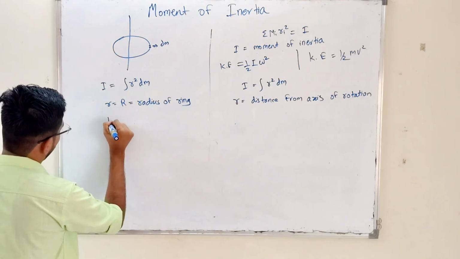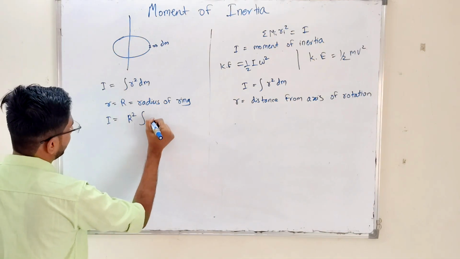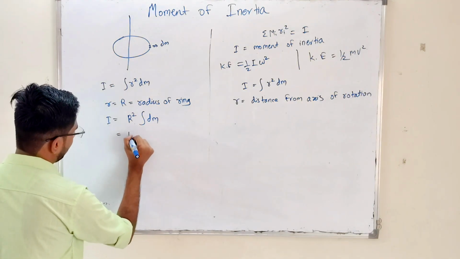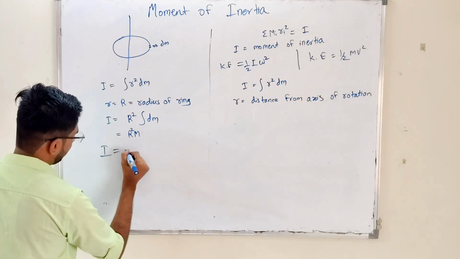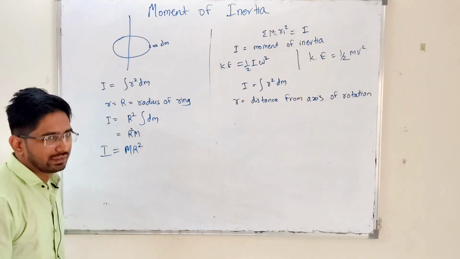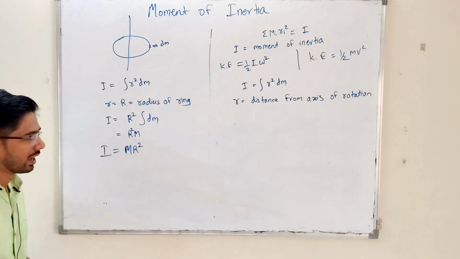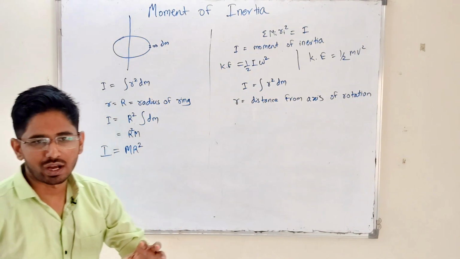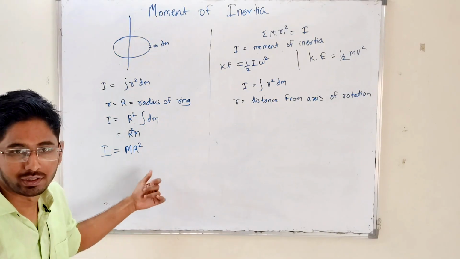And here we will have a formula where, as r is constant, it will be outside the integration, and we will have dm, and the integration of that dm will be your total mass, which is m. So I of ring is equal to m r square. This will be the formula for the moment of inertia of a ring. Now here we can say that if the axis is passing through the center, the moment of inertia will only depend on the mass. The higher the mass of the ring, the more difficulty we will have in rotating that ring.